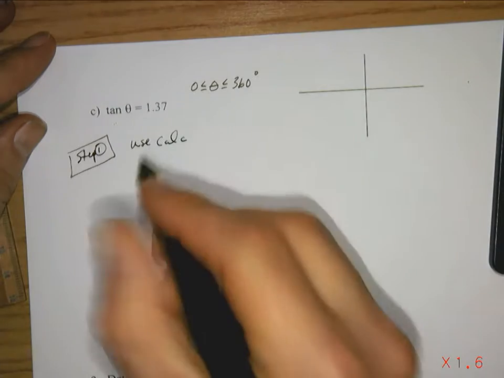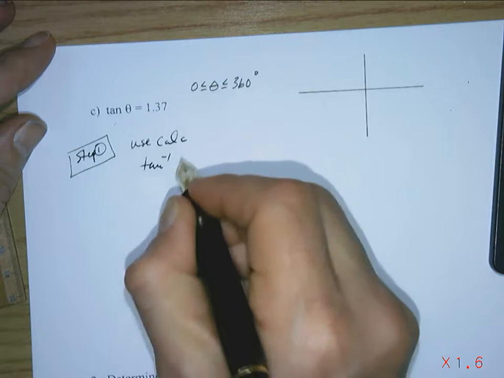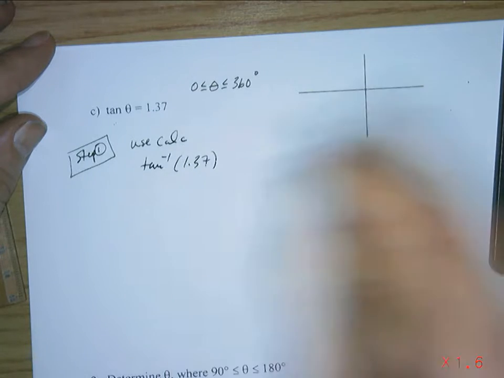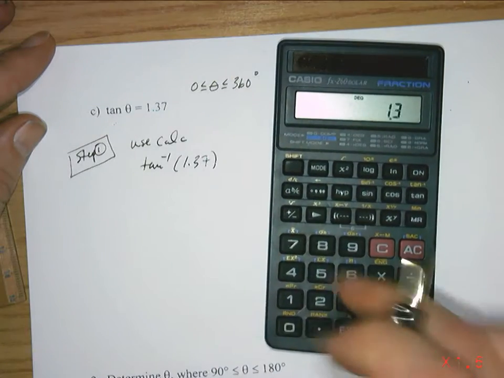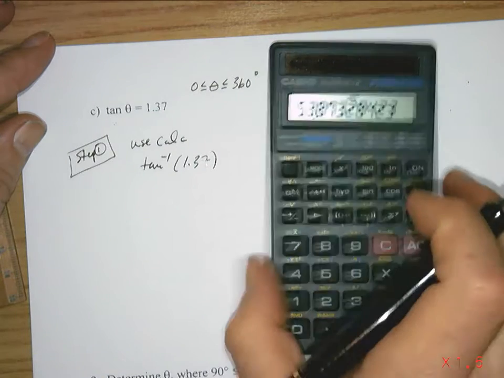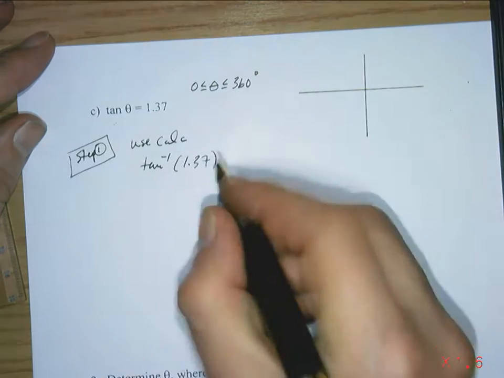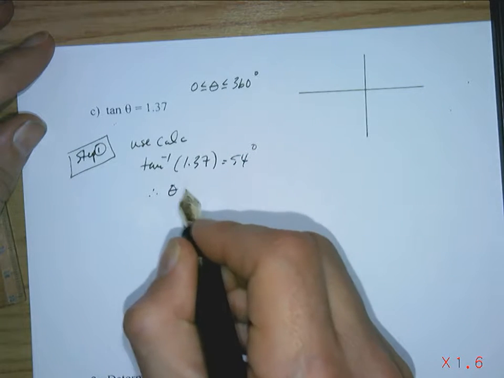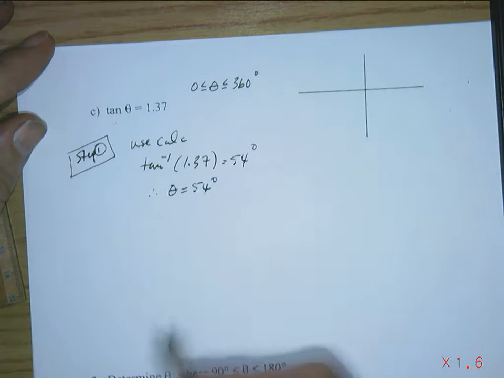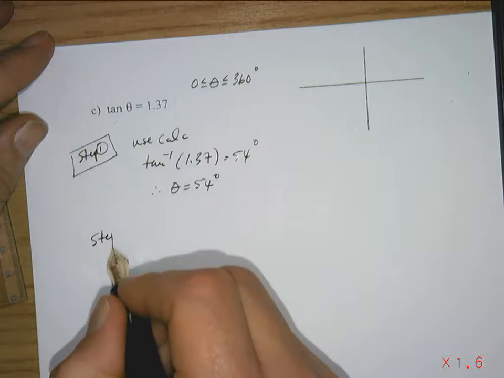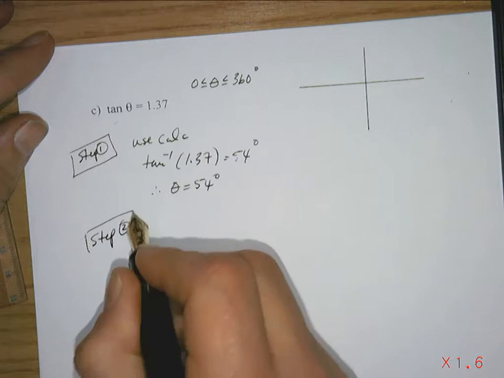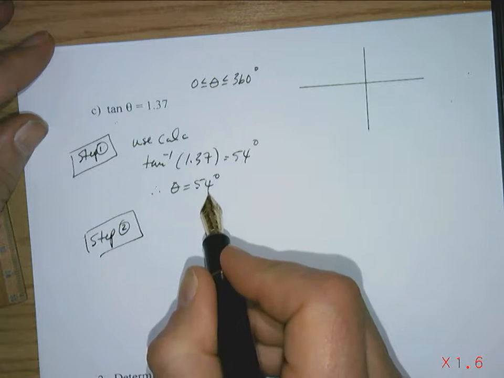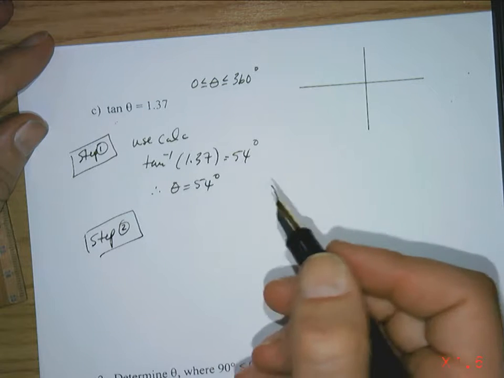So, using my calculator, I do tan inverse 1.37. I'm going to get 1.37, second function tan, 54 degrees. So therefore, theta equals 54 degrees. Excellent. Step 2. Notice I didn't have to change 54. 54 is a principal angle. It's between 0 and 360, and it's positive.